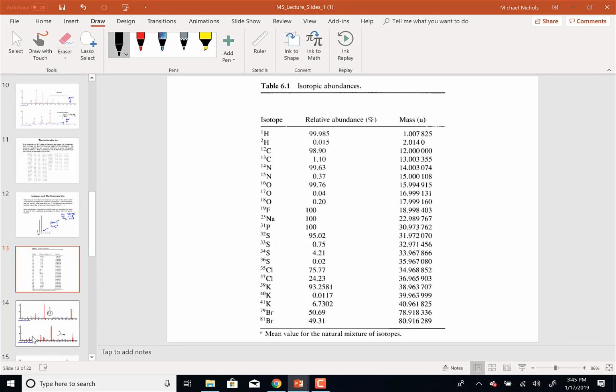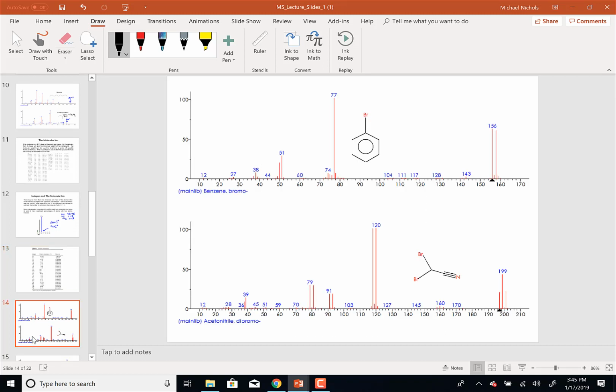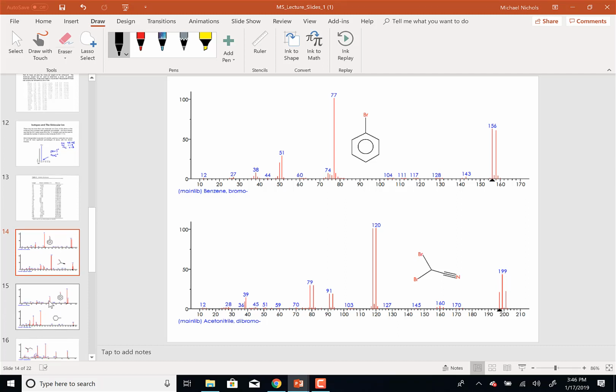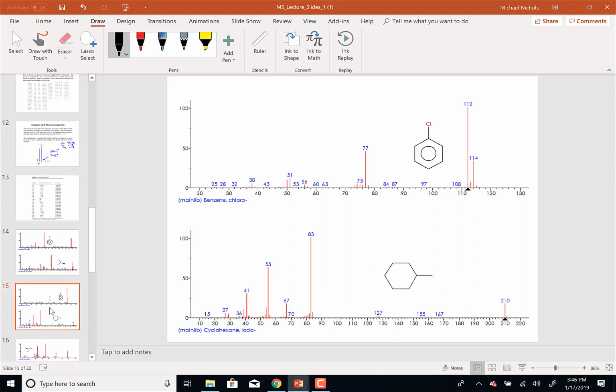So for instance, here's the bromine. If you had bromobenzene, you actually have two peaks that are 50-50, because one is bromine 79 and one's bromine 81. They have near 50-50 isotopic ratios. Whereas if this was a chlorine, number one, it's at a completely different mass, but number two, it would have a 75-25 ratio. So you can actually tell the difference between halogens by using their isotopic ratios.